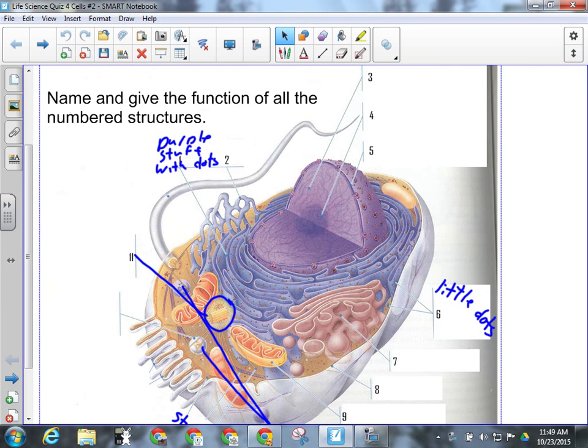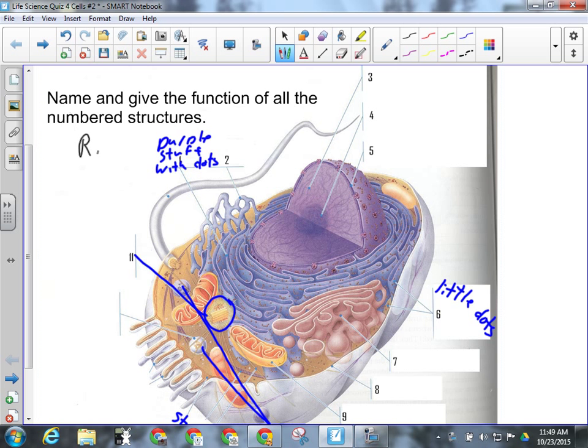Okay, so structure number 1, the purple stuff with the little dots is the rough ER. And the rough ER transports protein. 1 mark for transports protein, 1 mark for rough ER.